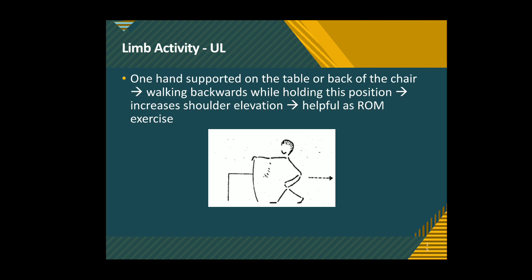Another example is when the person is standing with one hand supported on a table or back of a chair, and he starts walking backwards while maintaining this position, gradually comes down, bending his knees, partially squatting, and this will cause flexion or elevation of the shoulder joint. This can be used as an assisted range of motion exercise for the shoulder joint.